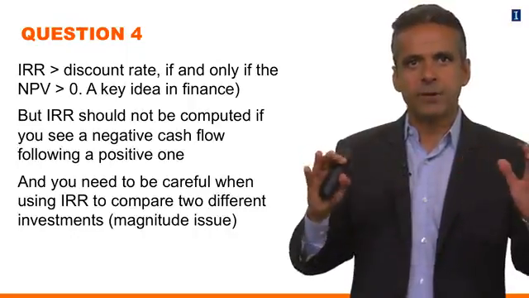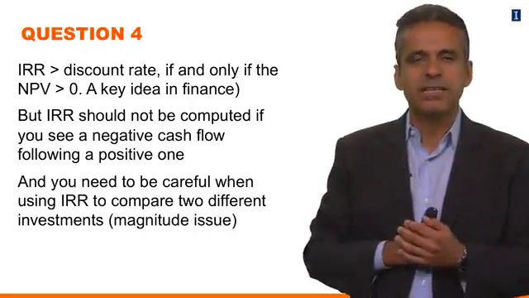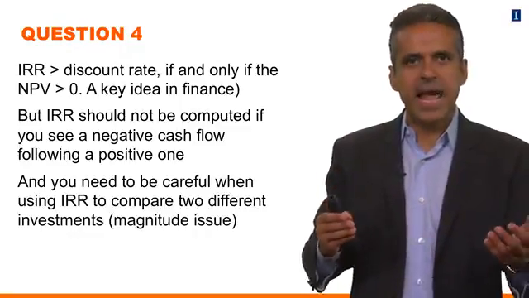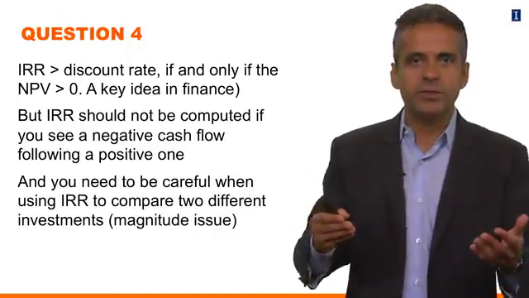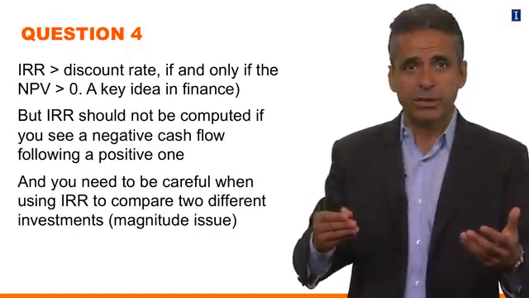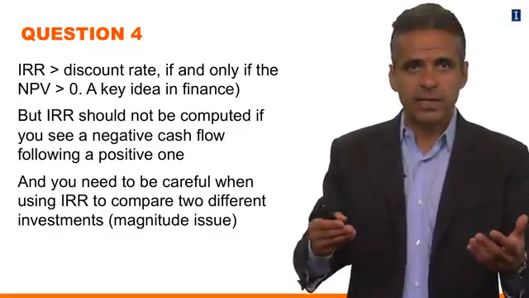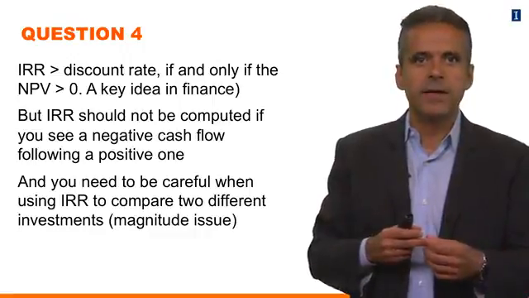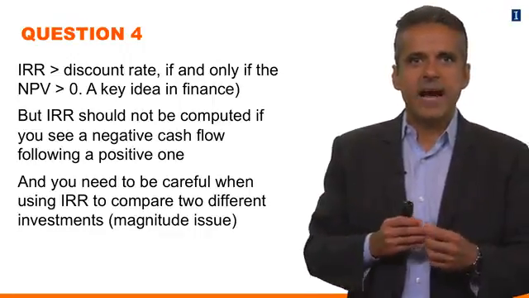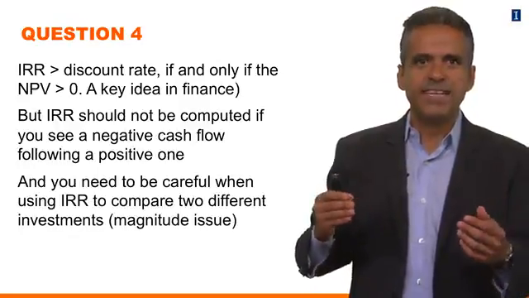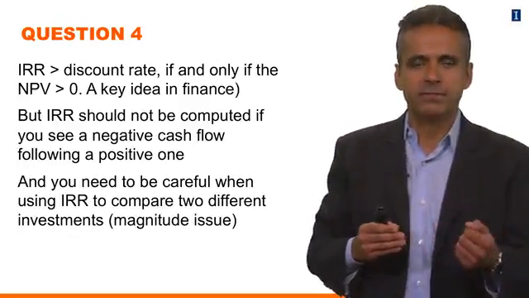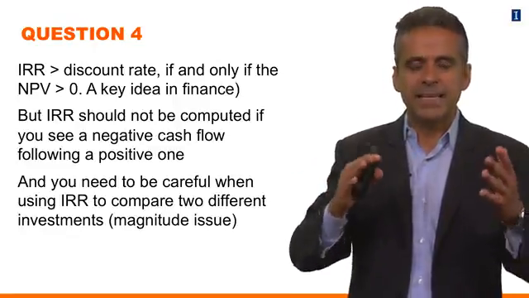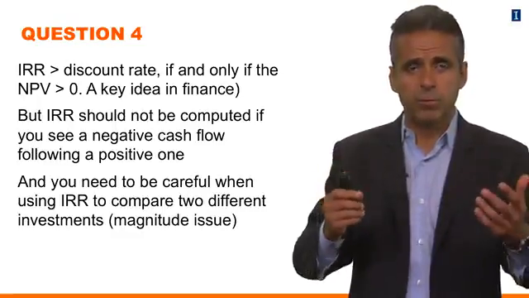Question 4 is to remind you of the important relationship between the rate of return, the IRR, and the discount rate. The idea that NPV equals 0 is equivalent to the IRR being equal to the discount rate. If the IRR is bigger than the discount rate, then the NPV is positive. However, remember that the IRR should not be computed if you see a negative cash flow following a positive one. Those are the cases when you can have multiple IRRs, and it really might get you in trouble if you try to compute IRR in those cases.